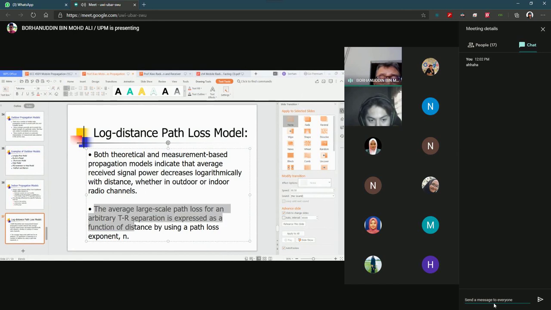The average large scale path loss for an arbitrary TR separation is expressed as a function of distance by using a path loss exponent n. Okay, this one I mentioned just now, but somehow this page got missed here. It should have been earlier.